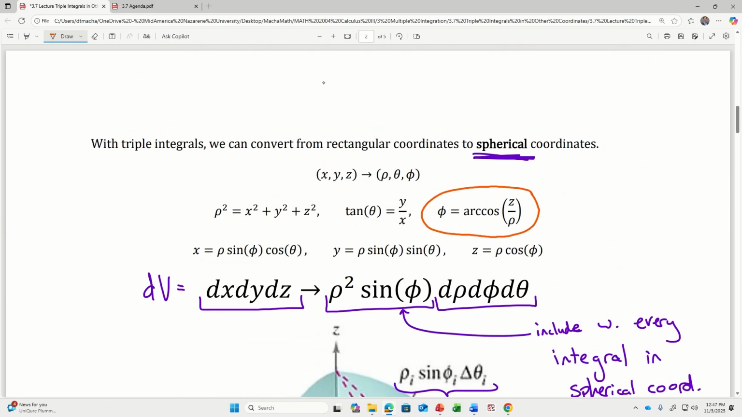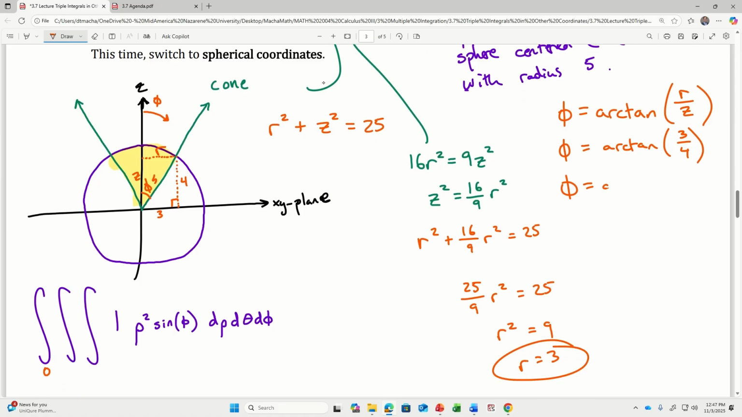Or alternatively, the formula we had before was arc cosine of z over rho. Because this is z, this is rho. Rho is my hypotenuse here. And cosine is adjacent over hypotenuse, so that's why it's z over rho. And that means I could get phi by typing in arc cosine of 4 over 5. That should give you the same answer.